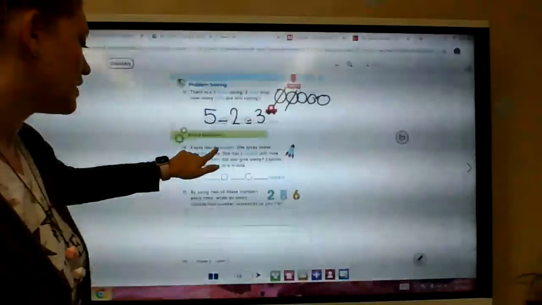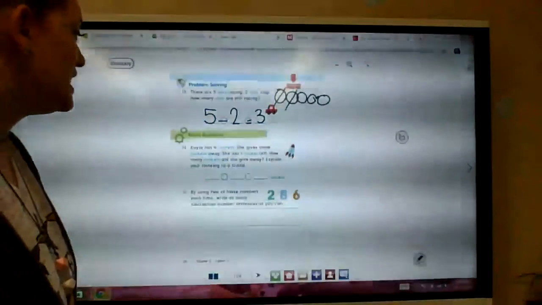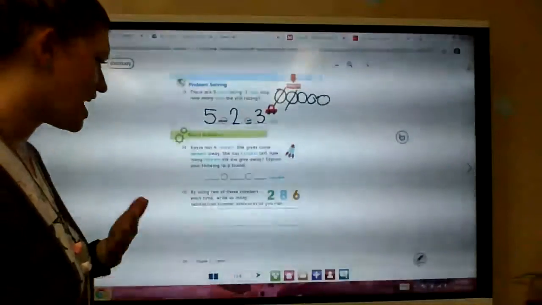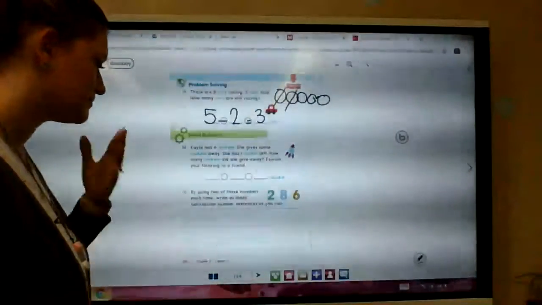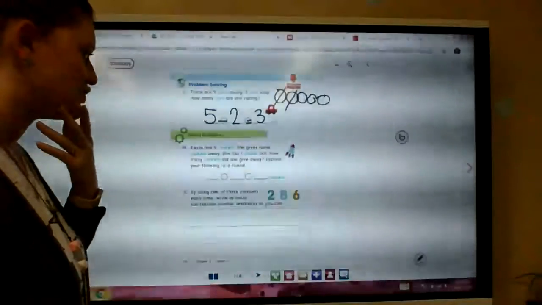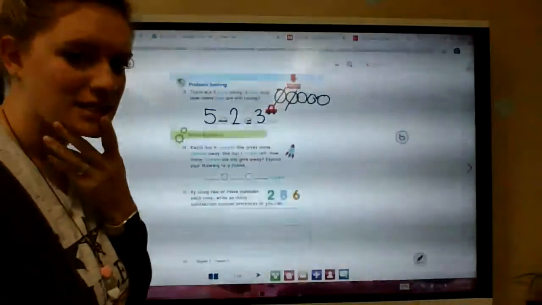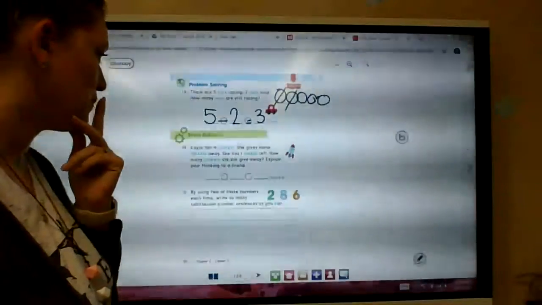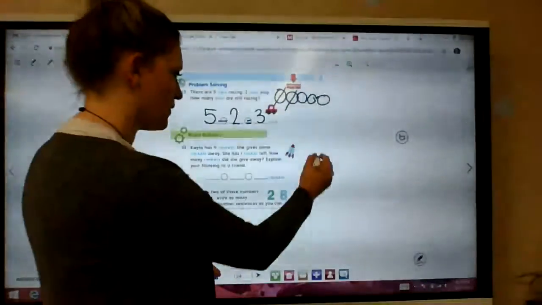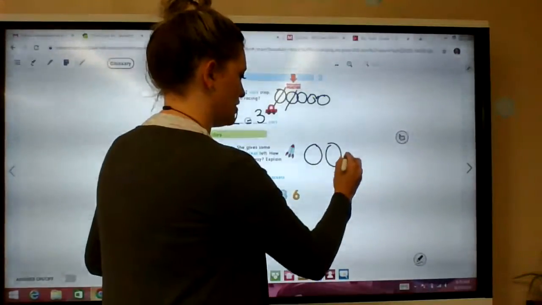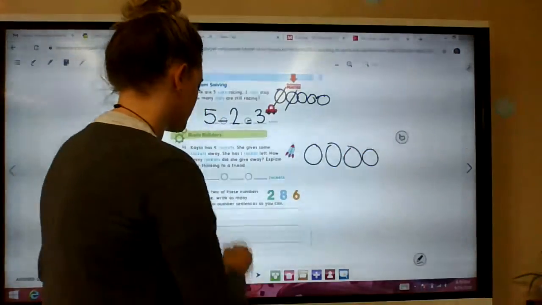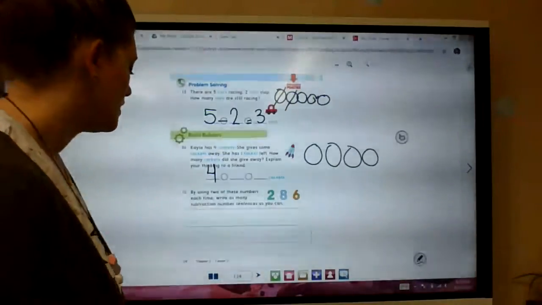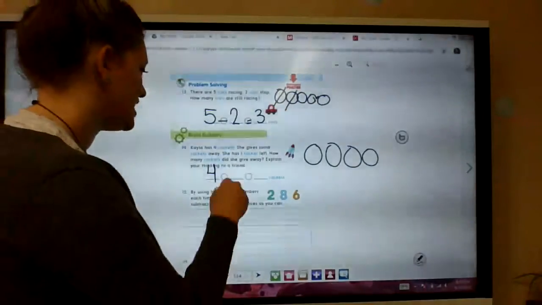Okay, here's a brain builder. Kayla has 4 rockets. She gives some rockets away. Now she only has 1 rocket left. How many rockets did she give away? Explain your thinking to a friend. Ooh. So Kayla has 4 rockets, okay? She has 4 rockets. We know that's how many we started out with, right? Okay. And she gives some away.